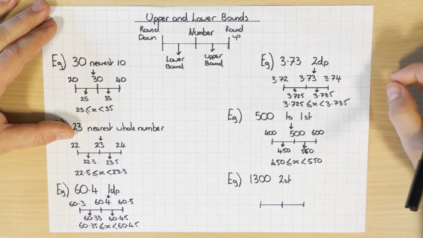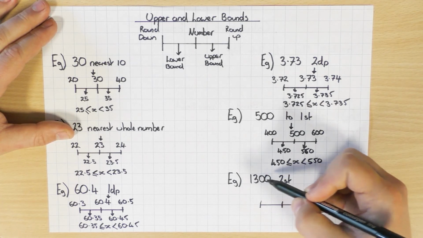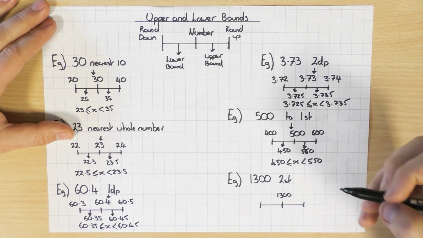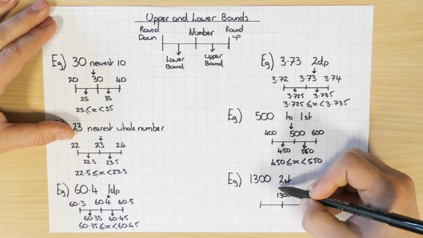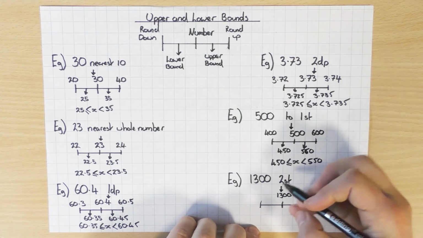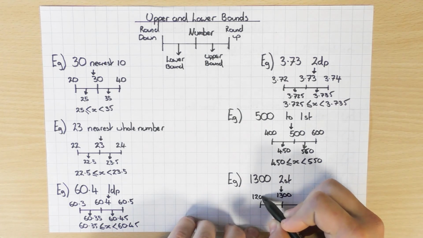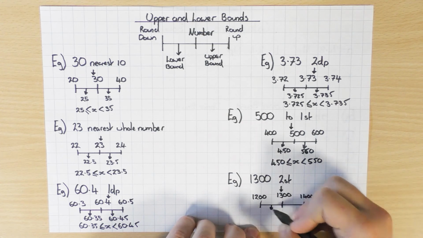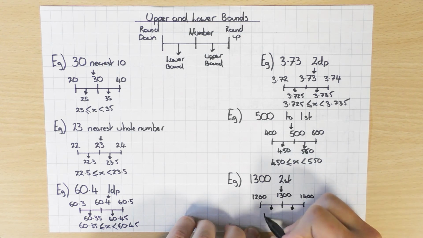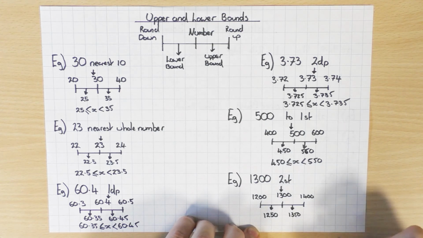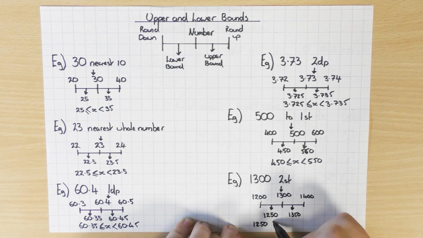And last example here, 1300 to two significant figures. So that's my number, two significant figures. The 1 is the first non-zero, so that's the first significant figure, which means the second significant figure must be the 3. In which case, if I round down, 1200, round up, 1400, go in the middle, 1250, 1350 for the upper bound, and your error interval, that always stays the same, just the upper and lower bound that changes, like so.